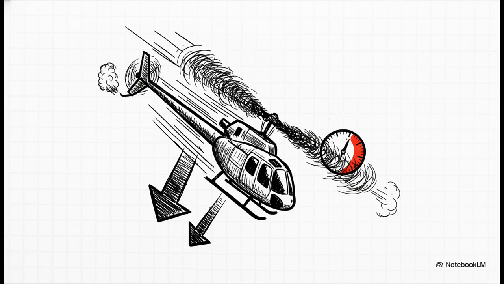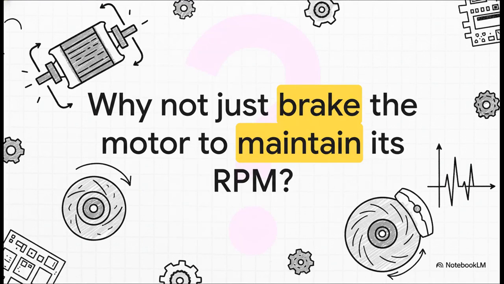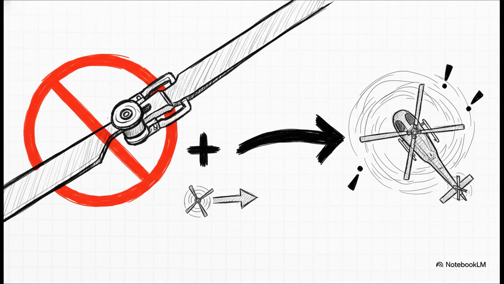At the same time, the tail motor is at idle, but it's still producing just a tiny bit of a rightward push. Now, the logical question is, why doesn't the governor just use the motor as a brake to slow the rotor back down to its target speed? I mean, it seems like the obvious solution, right? And here's the brilliant reason why it can't.